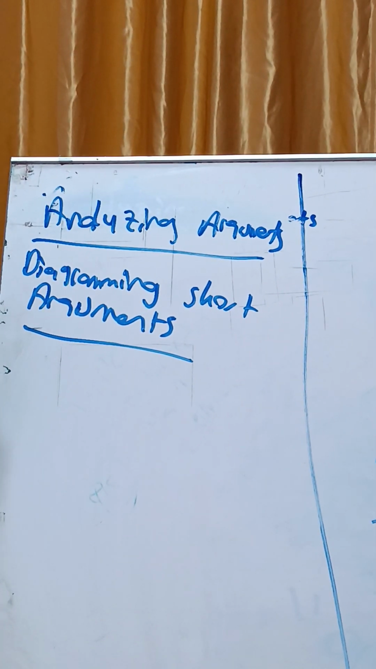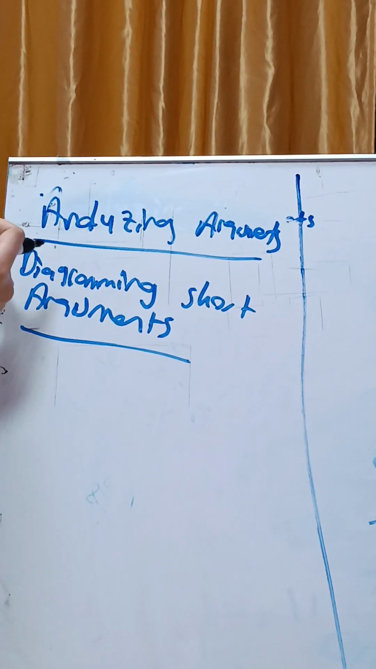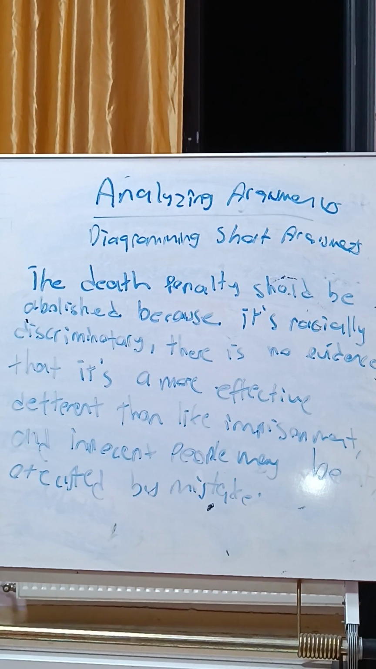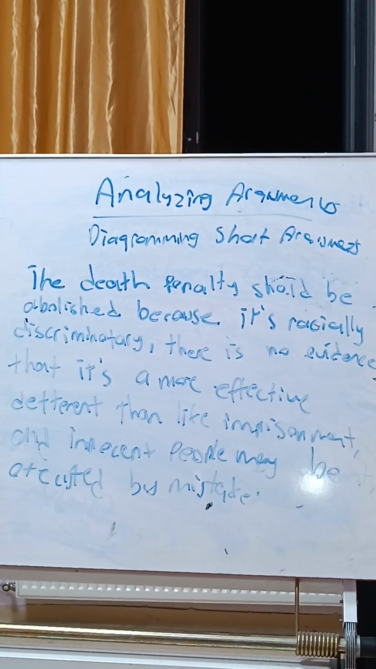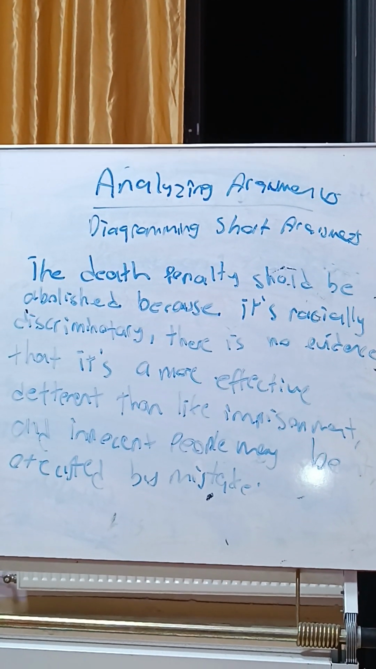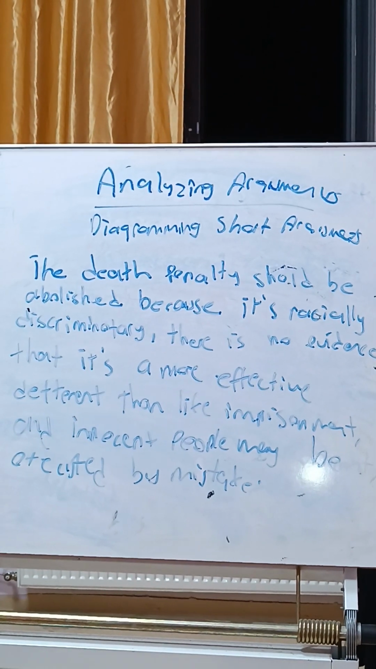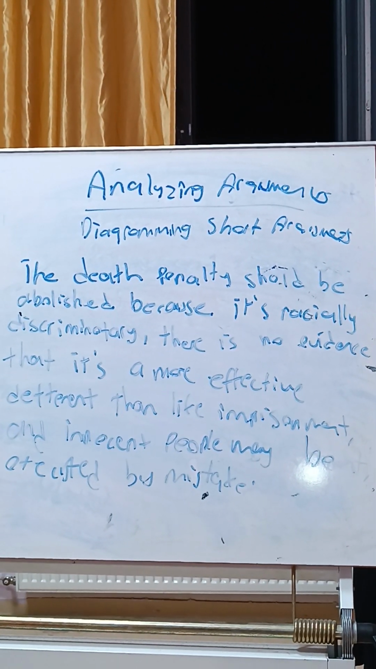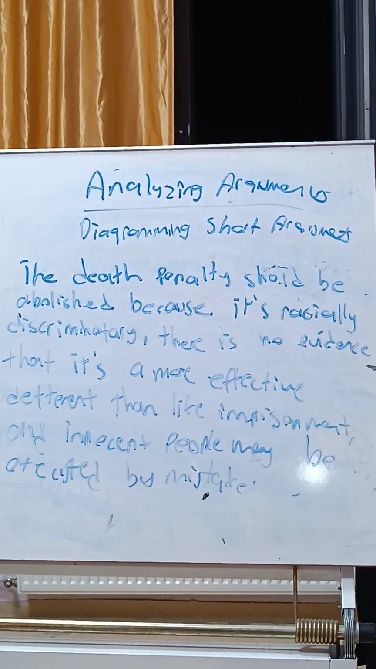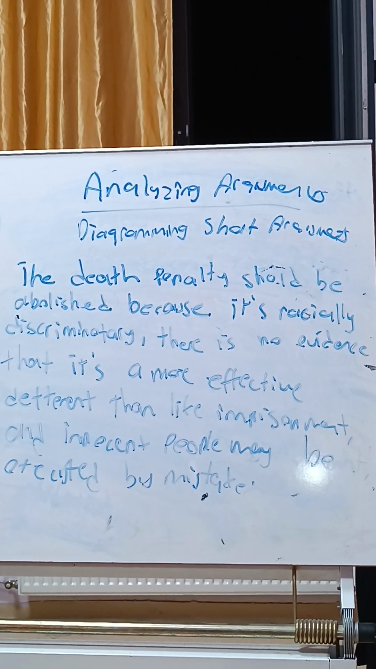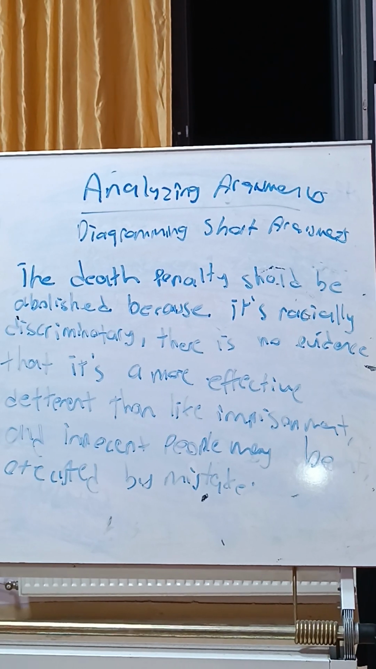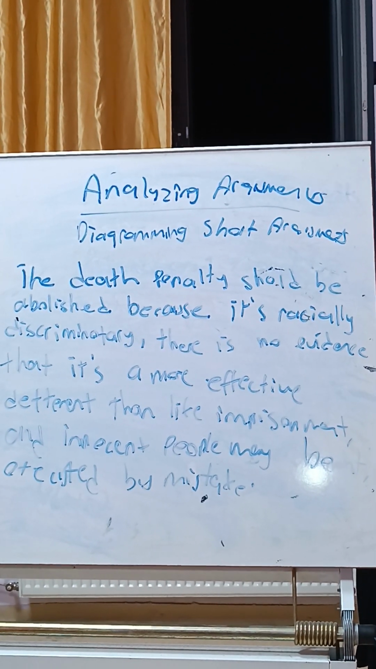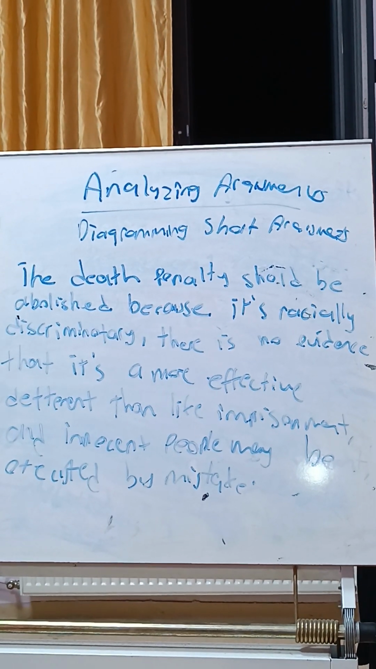Now, please let me write an example for you and you'll understand better. This is our example. Let me read it for you. The death penalty should be abolished because it is racially discriminatory. There is no evidence that it is a more effective deterrent than life imprisonment, and innocent people may be executed by mistake. Firstly, read through the argument and circle any premise or conclusion indicators.